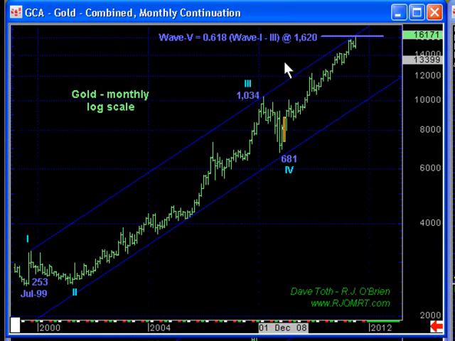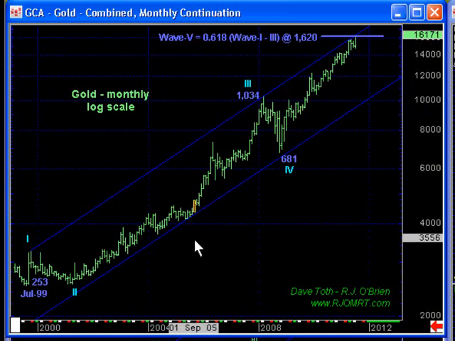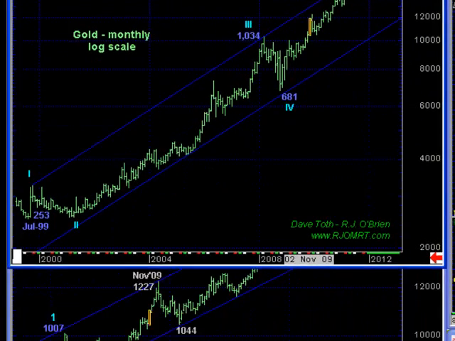Looking here at a monthly log scale chart at 1620, this suspected major fifth wave rally from that 681 low back in October of 2008 will be 61.8% of the net distance of waves 1 through 3 from that July 1999 low down at 253 up to the 1034 low from March of '08. Oftentimes the suspected fifth wave will be 61.8% of that net distance, and that cuts across at 1620.